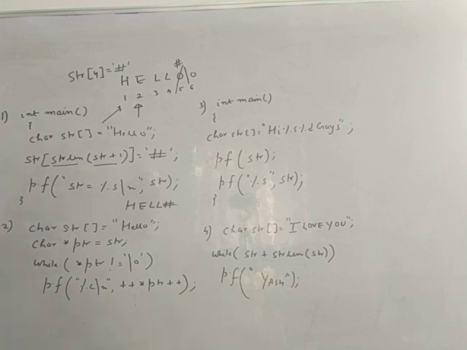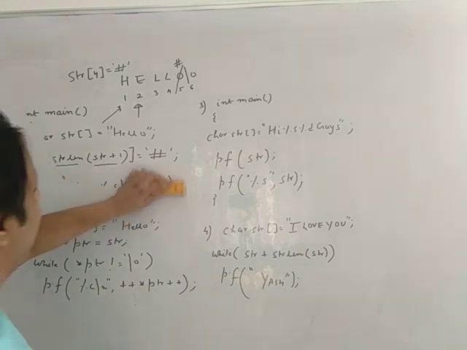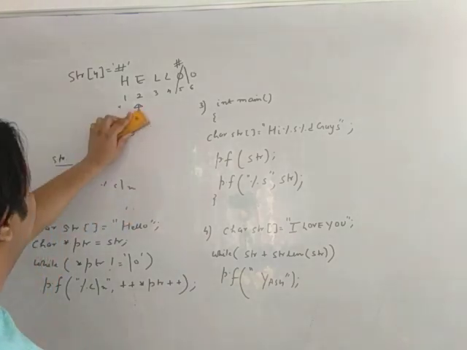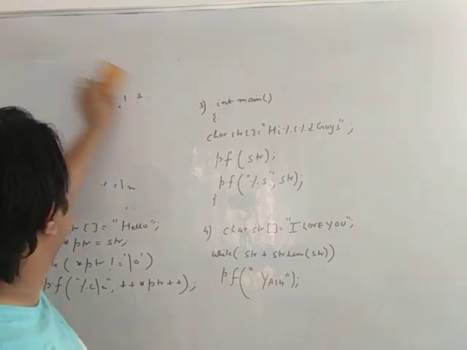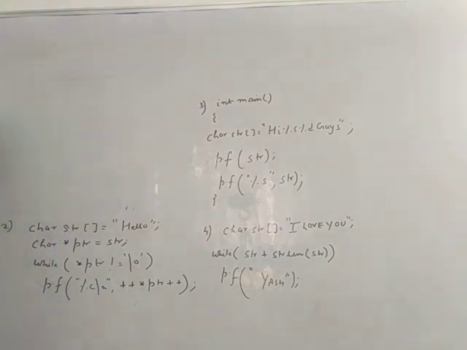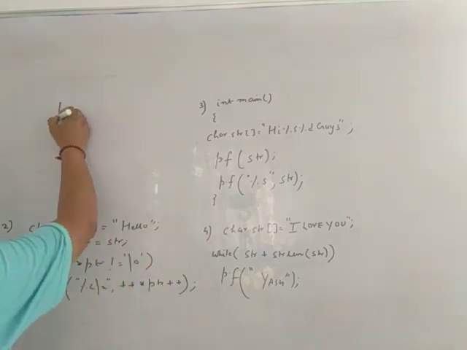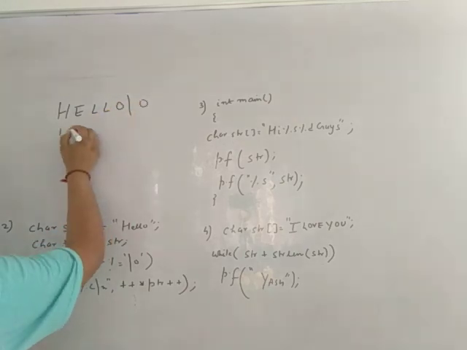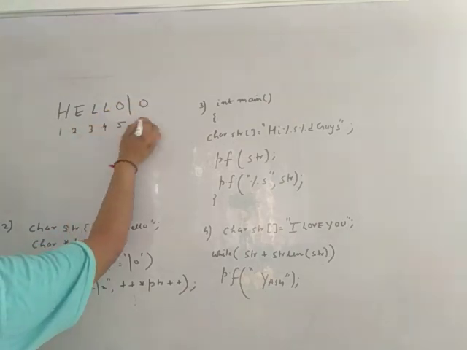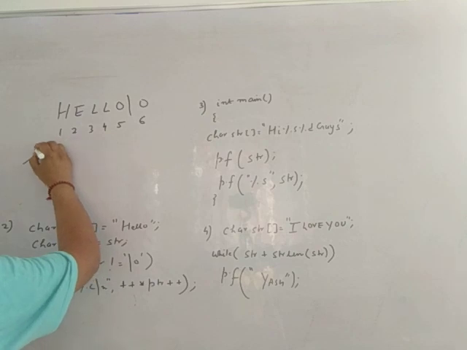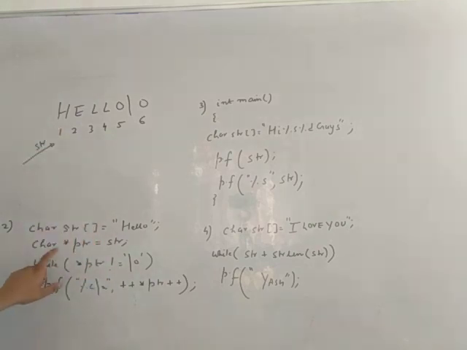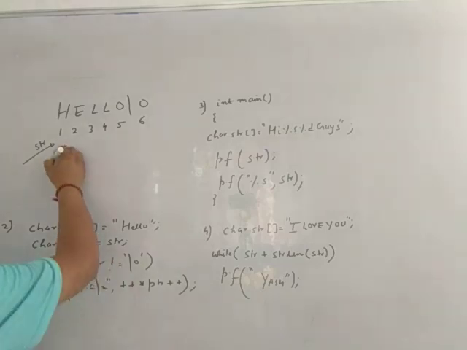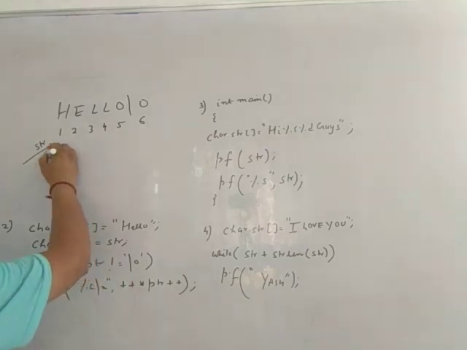Now moving on to the second question. The second question is again char str[] = "hello". So again we have a string hello. Your str is pointing at the base address 1. Now you have taken a pointer, char *ptr = str. So even your ptr is also pointing at the base address 1.